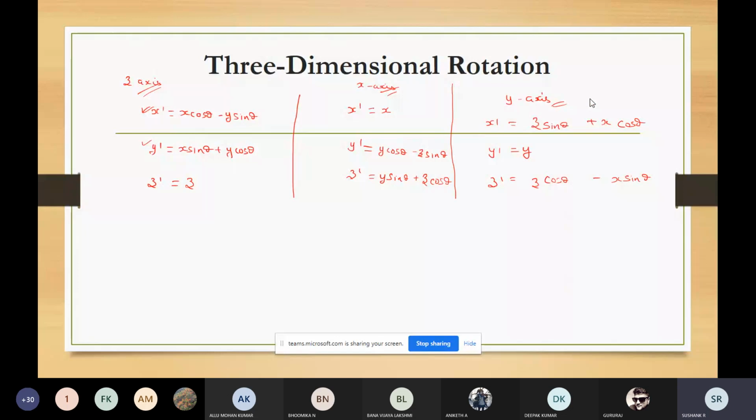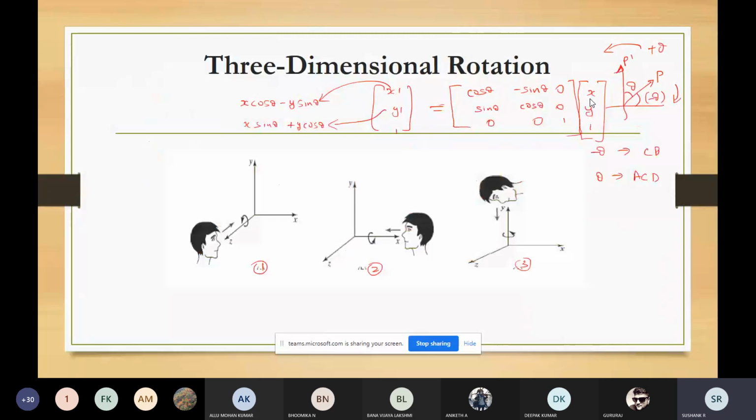Now let us talk about the matrix representation. For 2D, I told you how it is represented: x dash, y dash, 1 is equal to this rotation matrix, cos theta, minus sin theta, sin theta, cos theta, 0, 0, and the last row will be 1, times x, y, 1.